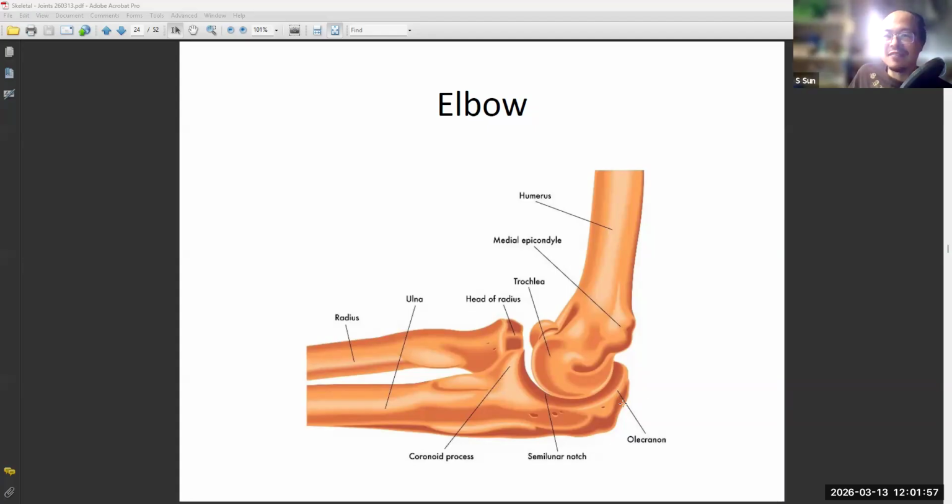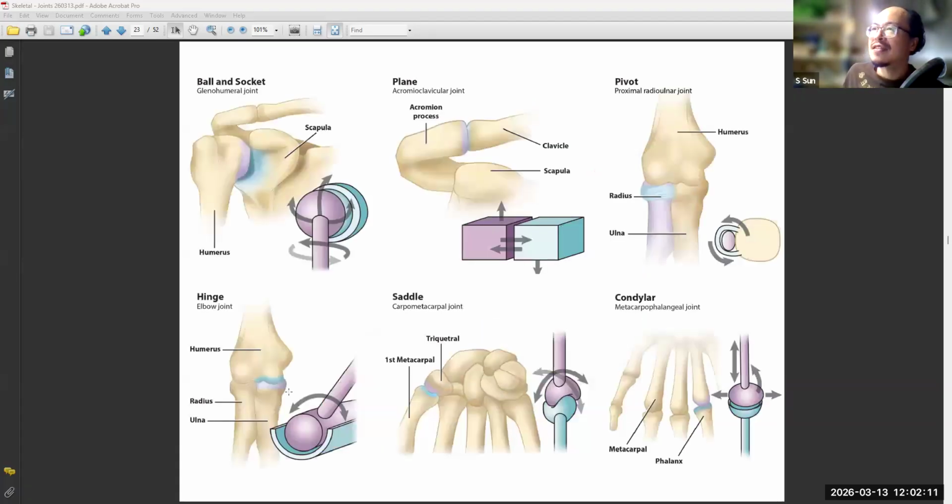So this is kind of the hallmark of the ulna, right? And then in the front, you have two processes. One is in the back, the olecranon, and one in the front is called the coronoid process. So that's a hinge. Another one is called saddle. It's kind of like a saddle on it. You can have one direction, and the other one has the other direction.